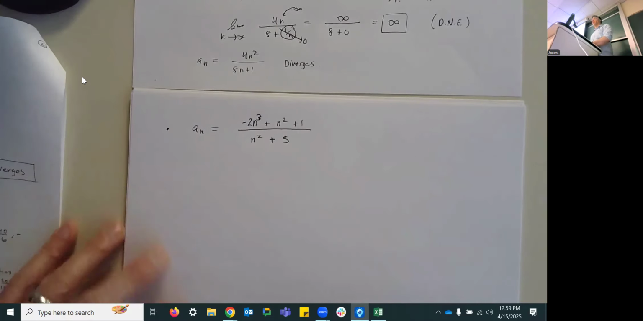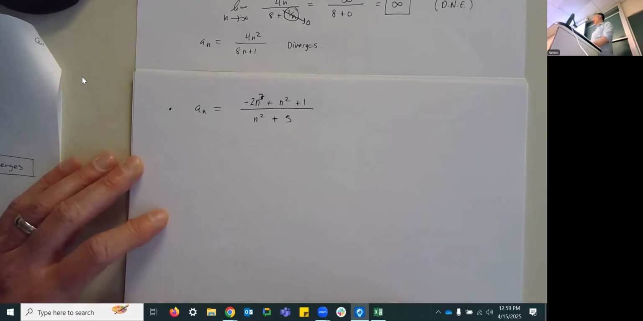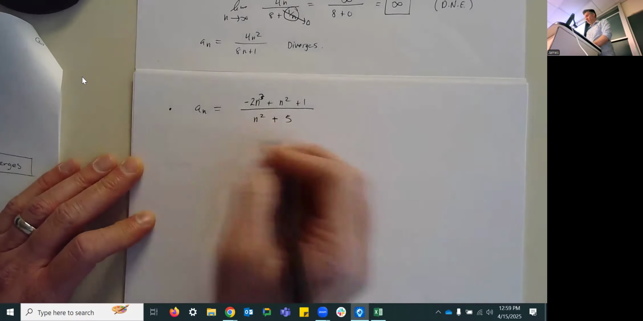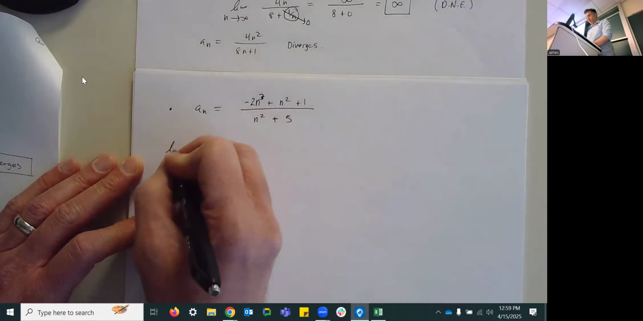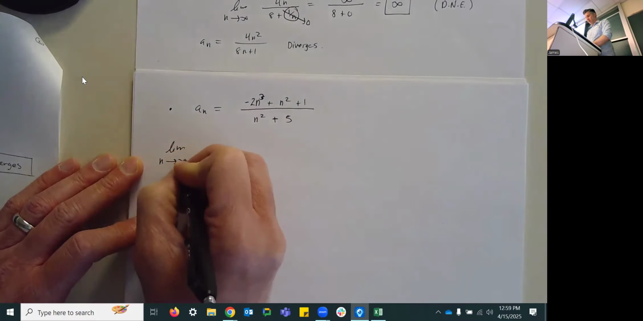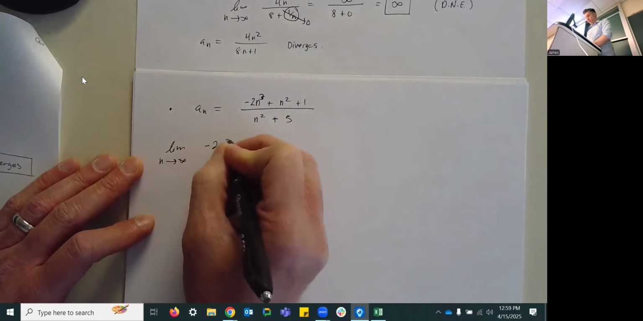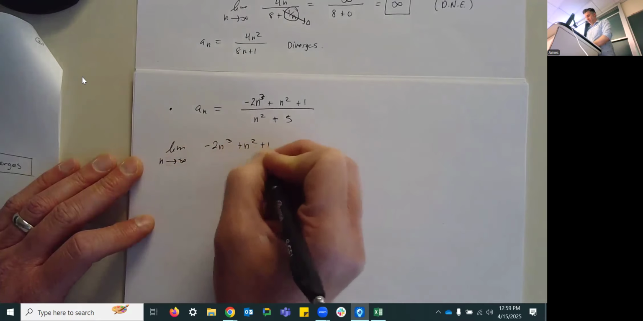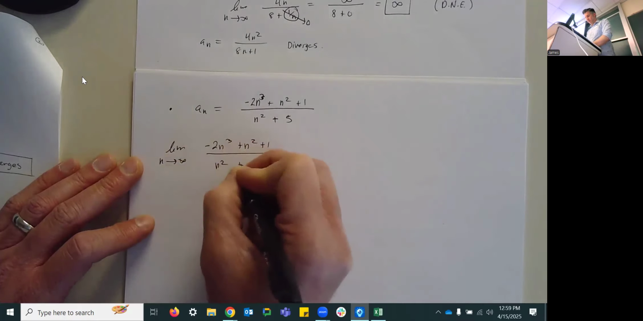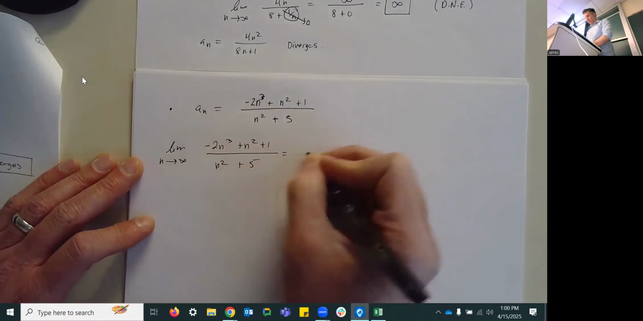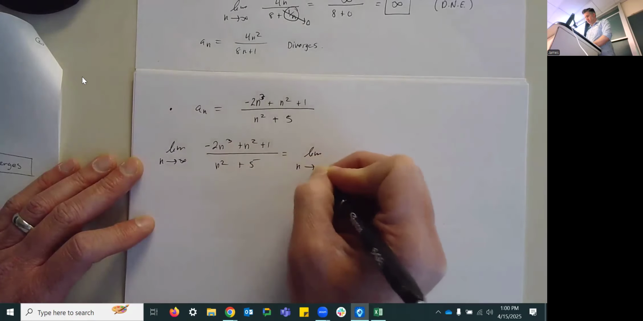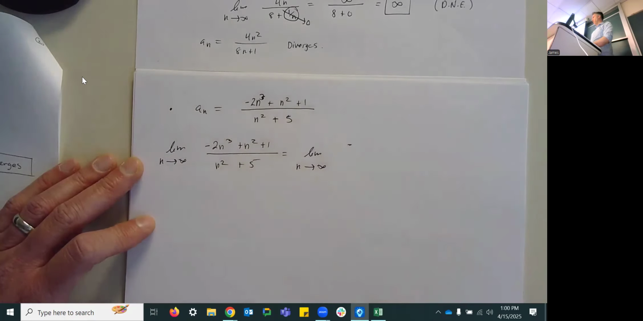Let's do it the right way, and then we can come back and see how doing it the wrong way might not be super helpful. So here I'm going to divide everything by n squared. I'm going to take the limit as n goes to infinity of negative 2n cubed plus n squared plus 1 divided by n squared plus 5. Divide each term by n squared. By the way, we're allowed to do that, right? I'm just dividing the top and the bottom by n squared. I'm just saying each term.